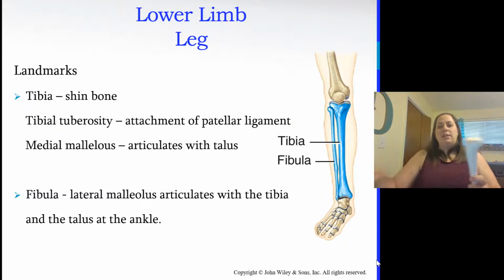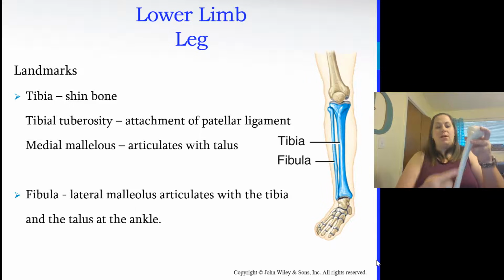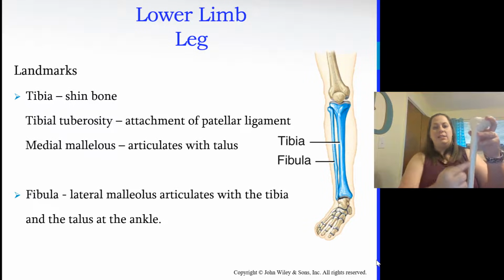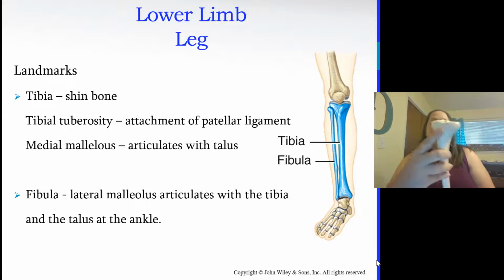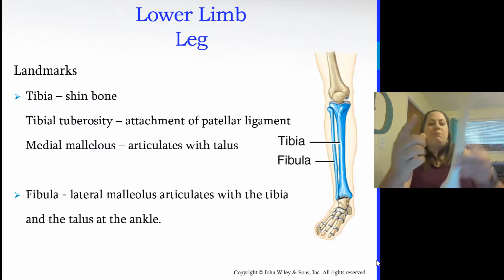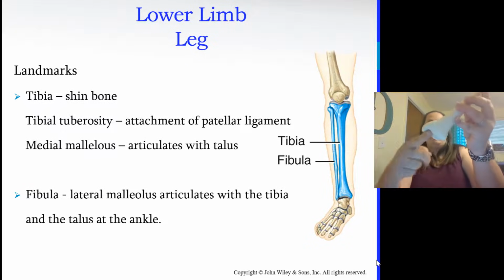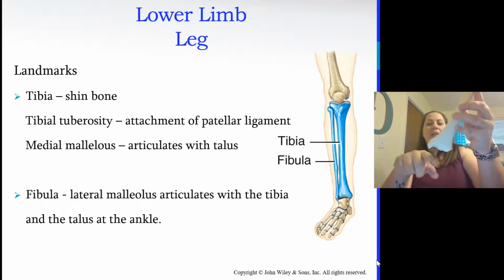So landmarks on the tibia, we do see that this is your shin bone, and it's going to have this nice spine right across here. But the big thing is it has this tibial tuberosity, and this is the attachment of the patellar ligament right here. We also see that it has the medial malleolus, which is this guy. This is going to articulate with the talus at the ankle structure.